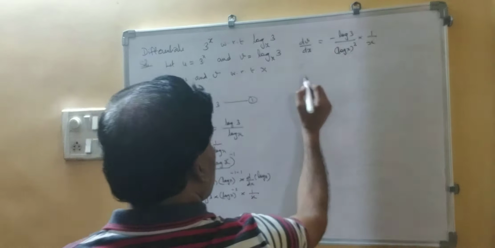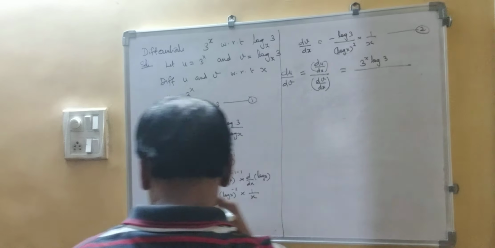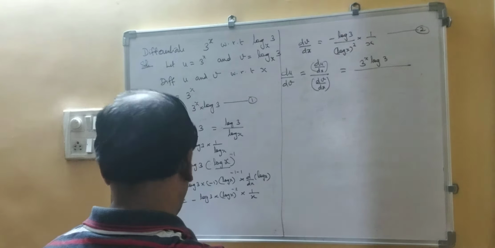Now this is equation number 1, this is equation number 2. Now what do you want? du by dv equal to du by dx upon dv by dx. Correct? So what is that? 3 to the power x log 3 upon minus log 3 upon x into log x the whole square.